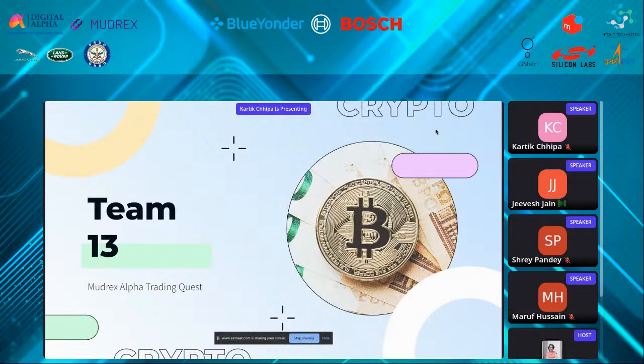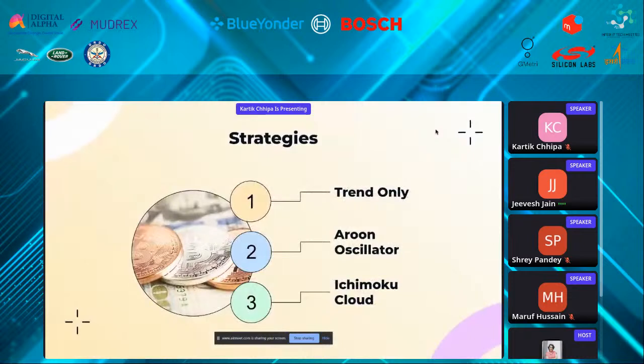So, hello panelists. This is team 13 for the Mudrex Alpha Trading Quest Challenge. So, just move on to the next slide, Karthik. We have with us Maruf, me, Jivesh, and Karthik presenting today. We'll be keeping it short and sweet and describing our strategies.